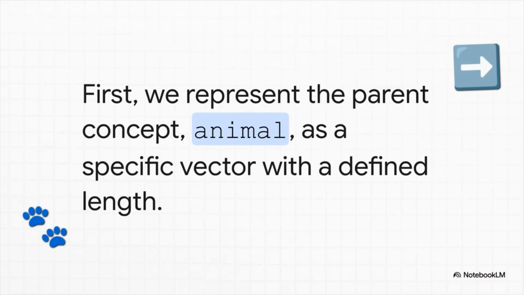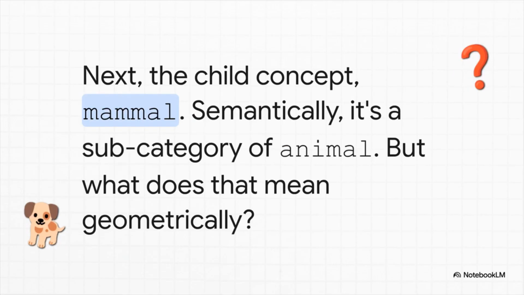Okay, so let's build this up. First, we have the concept of animal. We now know this is represented by a specific vector with a very specific length. This is our parent concept, our base layer. Next up, we have the concept of mammal. This is also a vector, and because, well, all mammals are animals, the mammal concept is subordinate to the animal concept. Semantically, it's a subcategory, but what does it actually mean geometrically?